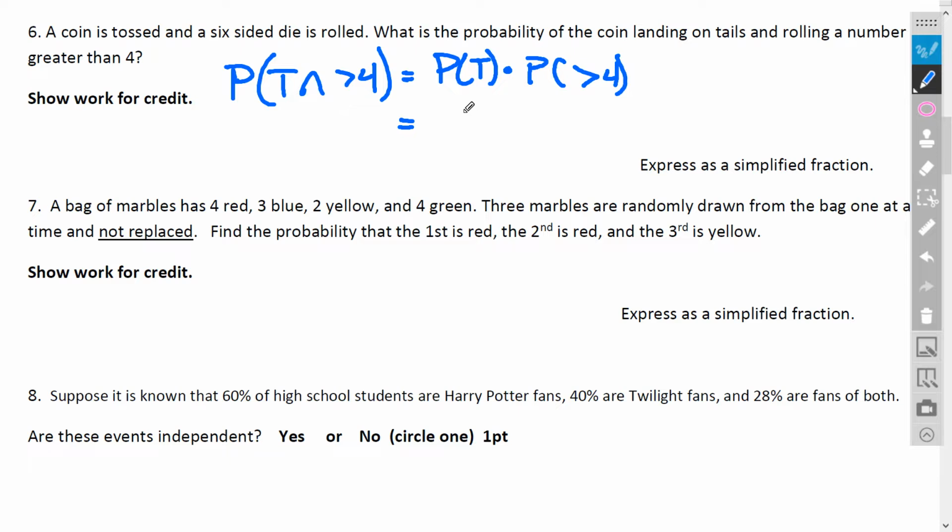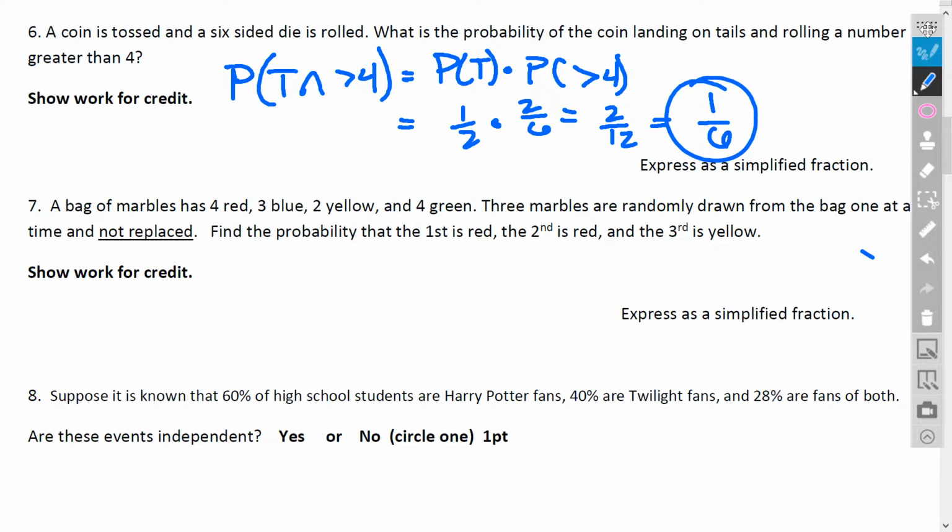So landing on tails, that's a probability of 1/2. Greater than 4, so you got 5 and 6 that are greater than 4 on a 6-sided die. So that's 2 out of 6, or 1/3. So 1/2 times 2 out of 6, that's 2 out of 12, which is 1/6. There's a 1/6 chance that this occurs. Landing on tails and rolling a number greater than 4.